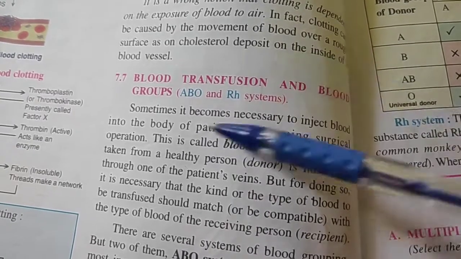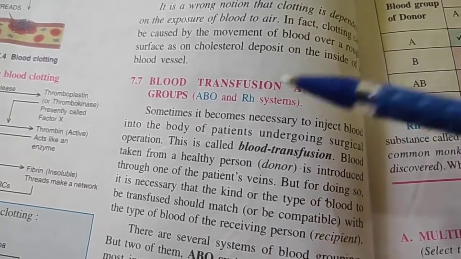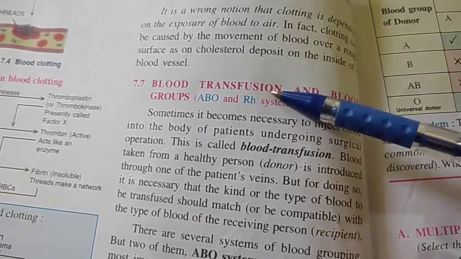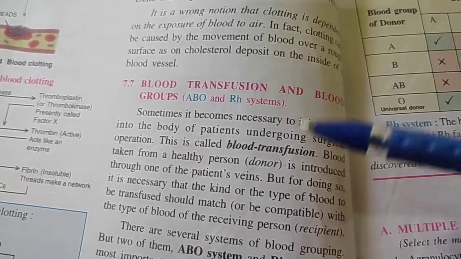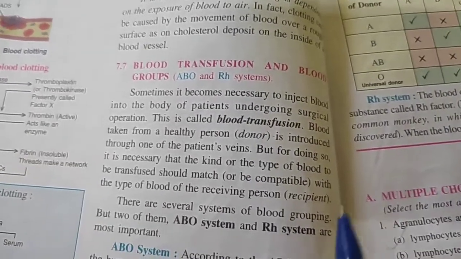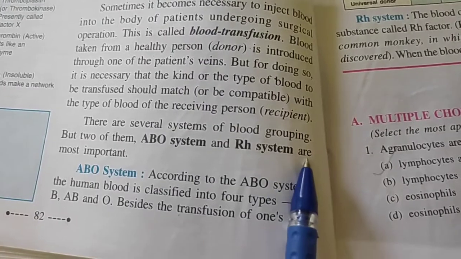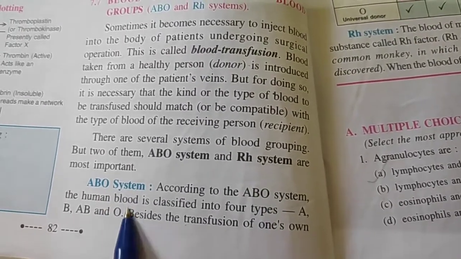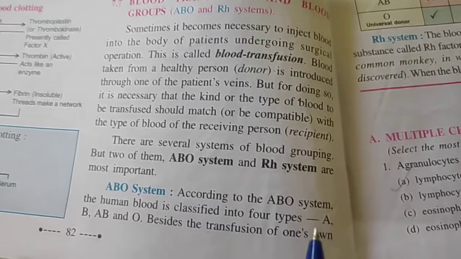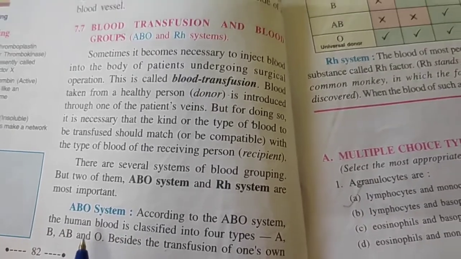But for doing this process, it is necessary that the kind or the type of blood to be transfused should match with the blood of the recipient. It is necessary before the blood transfusion. For that, there is a system of blood grouping, and that system is called ABO system and RH system. According to ABO system, human blood is classified into 4 types: blood group A, blood group B, AB, and blood group O.